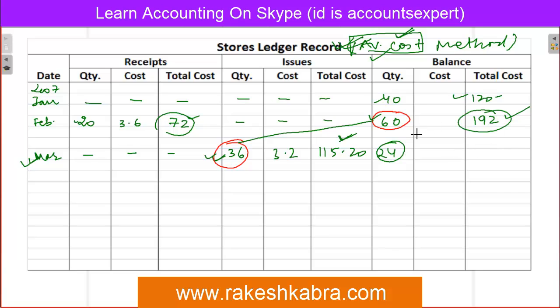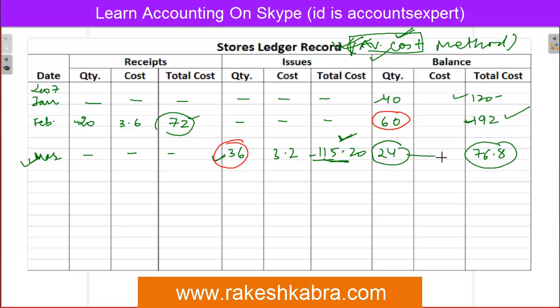So from this value we will subtract the cost of goods sold. This is the cost of goods remained before selling. So 192, and what is the cost of goods sold? 115.2. So the value of remaining units will come: 192 minus this cost of goods sold gives 76.8, and this 76.8 is the value of 24 units now. Okay.